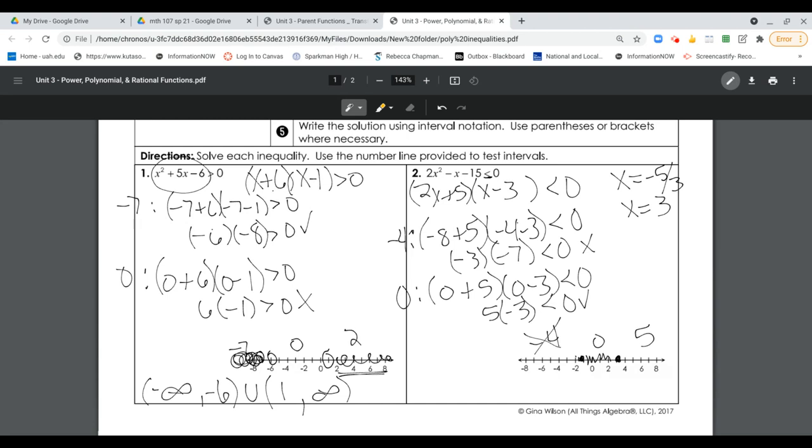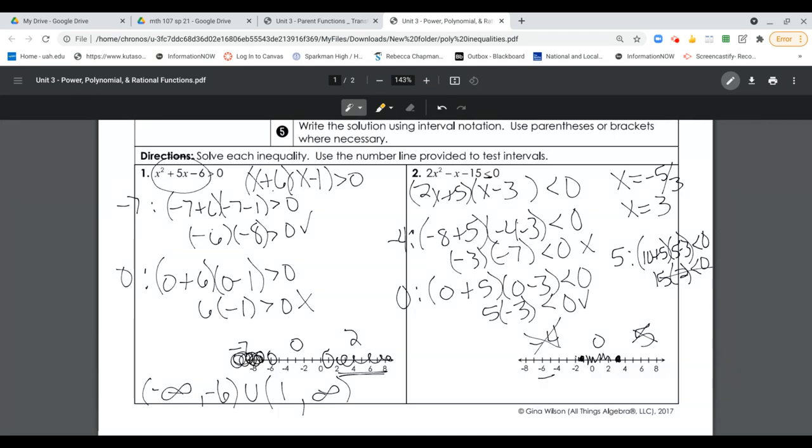And then the last number I'm going to check is my 5. So I'm going to plug that in, so that's 2 times 5, which is 10, plus 5, times 5 minus 3. That outcome should be less than 0. Well, I get 15 times 2, which is not less than 0. So I can't shade anything on that side. So I only get the little chunk of numbers in between my two key values.